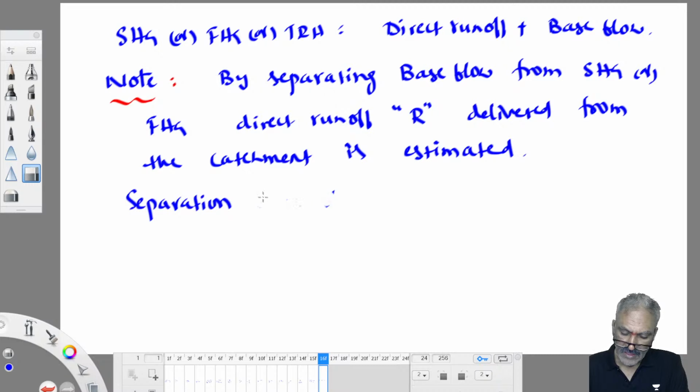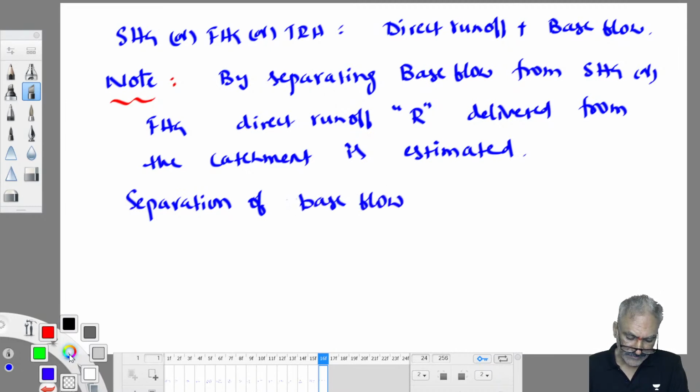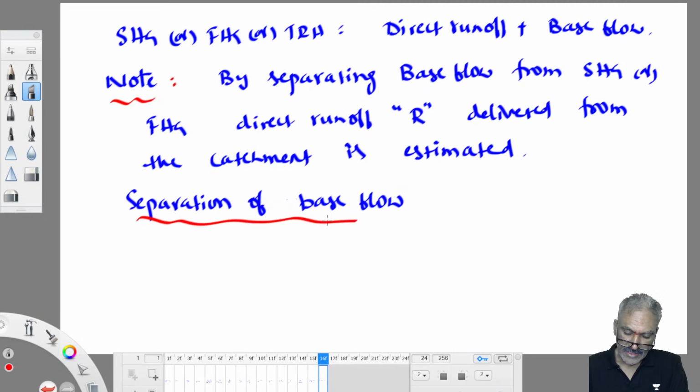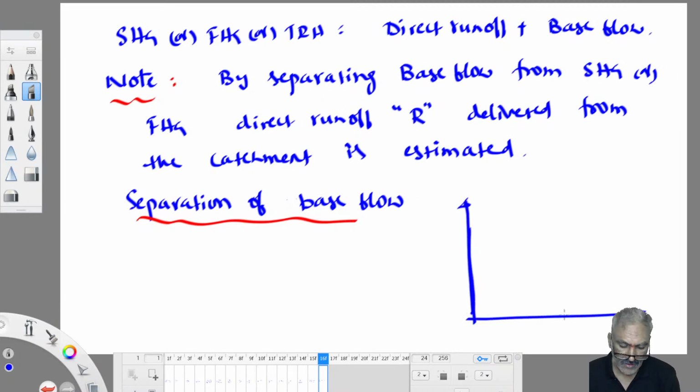They will give it to you in a 1 mark or 2 marks question, but in a theory question you have to separate it graphically. I will explain a simple method, the straight line method of separation. In the straight line method of separation, what we do is, are you following, or just blindly? This is the storm hydrograph or flood hydrograph.